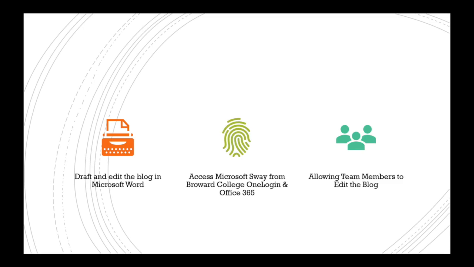So that would just be one tip that I would suggest for your entire group: that you do not start writing your blog within the application itself. Try to write your blog as a draft in Microsoft Word first and then transfer all that information into Microsoft Sway because it'll make your process a lot easier. We're going to go into how to access Microsoft Sway from your Broward One login, and then also how to allow your team members to edit the blog in Microsoft Sway. So let's look at that.